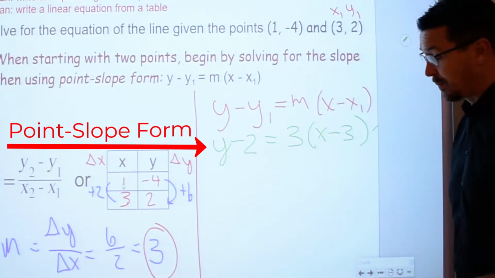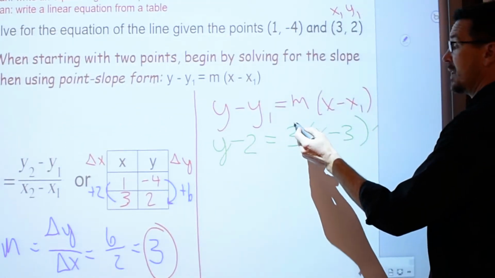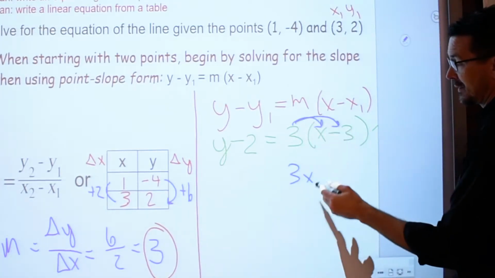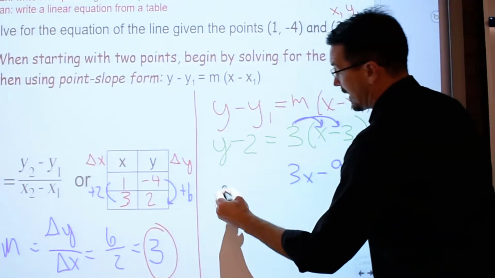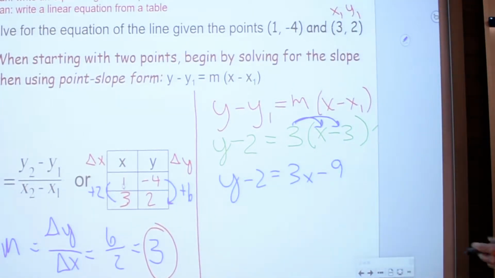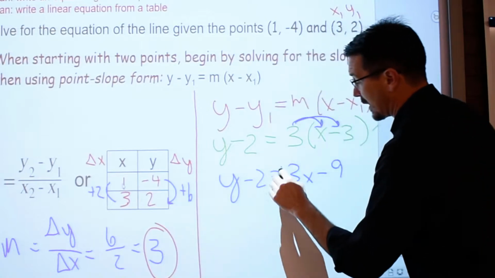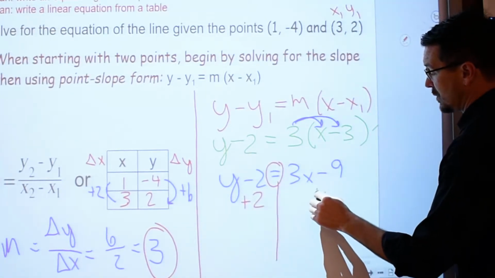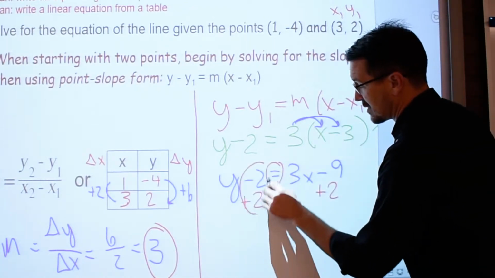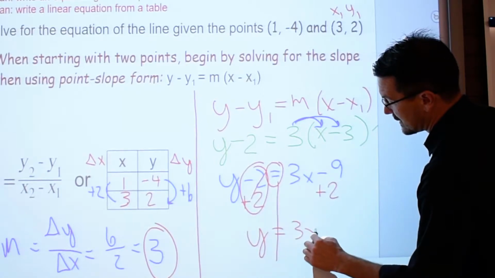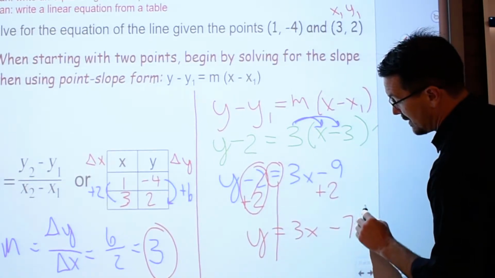But if I want to put it in slope-intercept form, again, I have to simplify. 3 times x is 3x. 3 times -3 is -9. And now I have y minus 2 equals 3x minus 9. But again, that's not in slope-intercept form until I get y alone. So I'm going to get rid of the constant by adding 2. And I do it to one side, do it to the other. Add it to the 9 because those are like terms. I get y equals 3x minus 7.